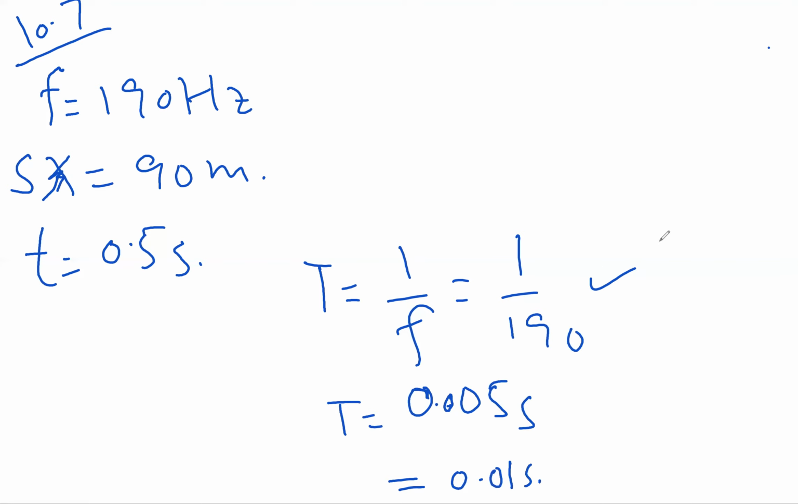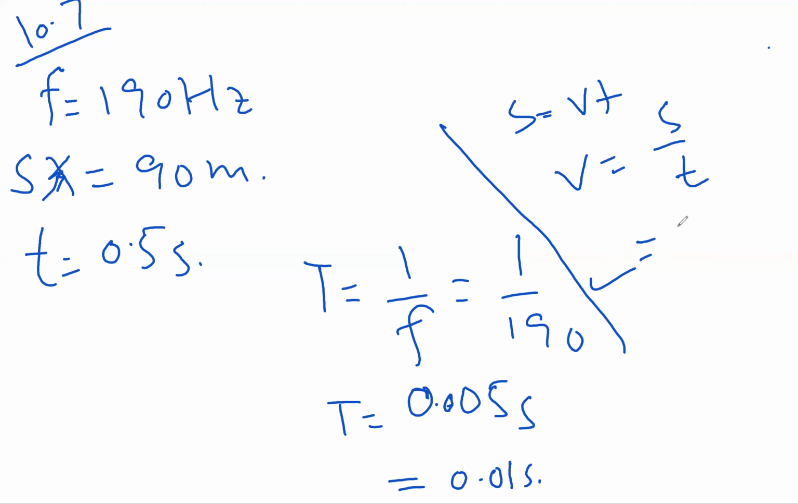The next is, what is the velocity? So we have the time period, but we don't have the wavelength. So we cannot calculate it from V is equal to F lambda. We will do it according to S is equal to VT. So V is equal to S divided by T. S is 90, divided by time, which is 0.5, is equal to 180 meter per second.